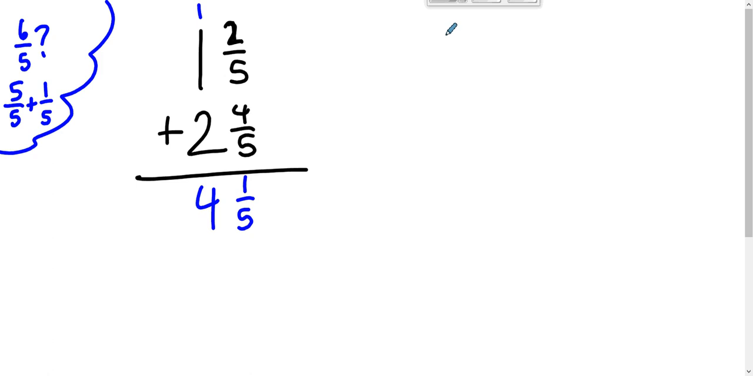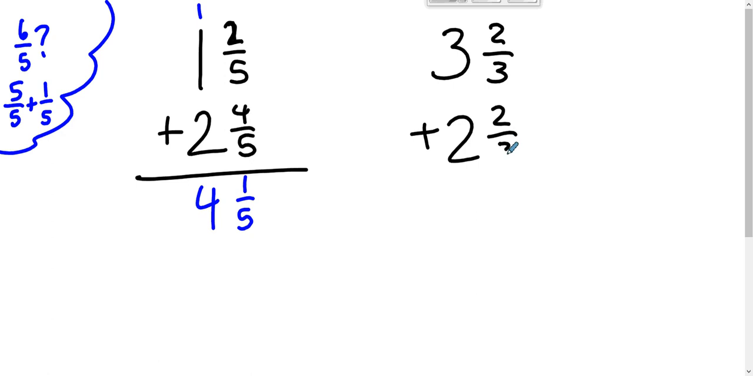You might want to think about how you would add 3 2/3 to 2 2/3. You might think about how you do that. Take a moment, work it through. Make sure you can add 3 2/3 to 2 2/3. Make sure that you get 6 1/3. Okay.